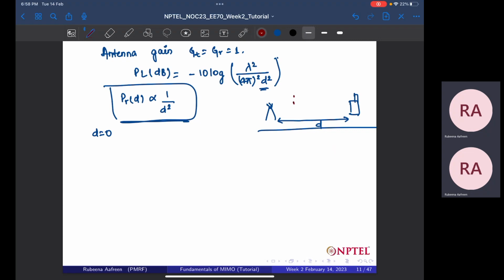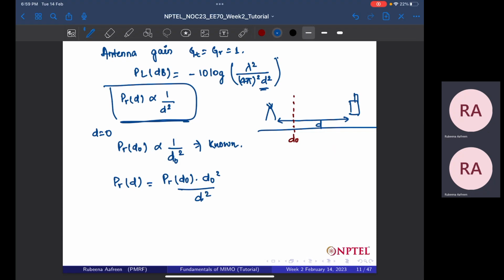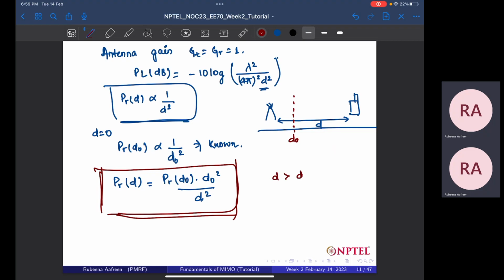So now we assume that there is some distance d naught that we are taking as a reference. So if this is known, we assume that power at d naught is proportional to 1 upon d naught square, then it will be known. So now we have to obtain received power at any distance d. That we can do by simple scaling, right? Like we can take this reference power and then multiply d naught square by d square. Now this d naught is minimum distance. So this d will always be greater than d naught.